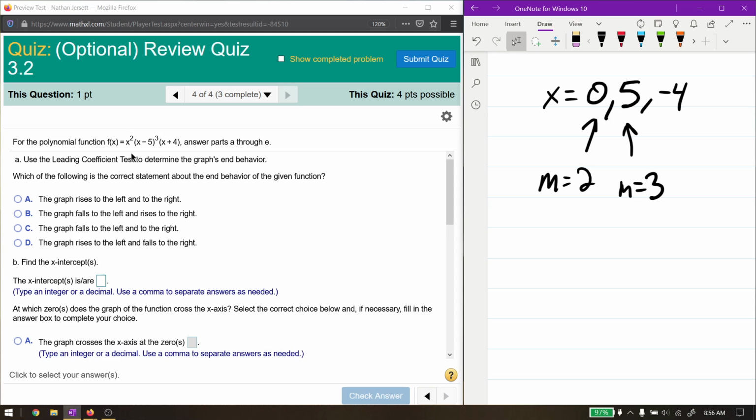X squared means multiplicity 2. X minus 5 cubed means multiplicity 3. And of course, x plus 4 has multiplicity 1. So we'll just keep that in mind for later on.